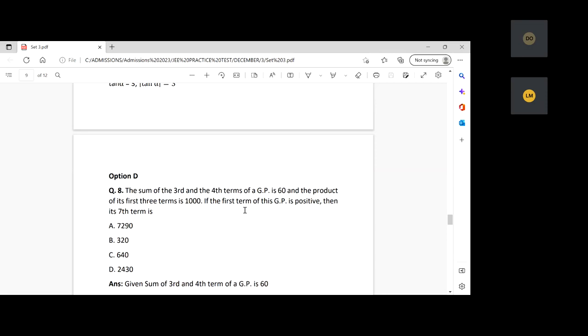The sum of the third and fourth term of a GP is 60. The product of the first three terms is 1000. If the first term of this GP is positive, then what about the seventh term? Seventh term, what will it be?